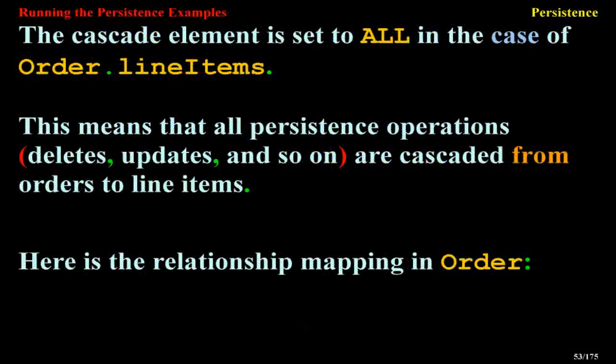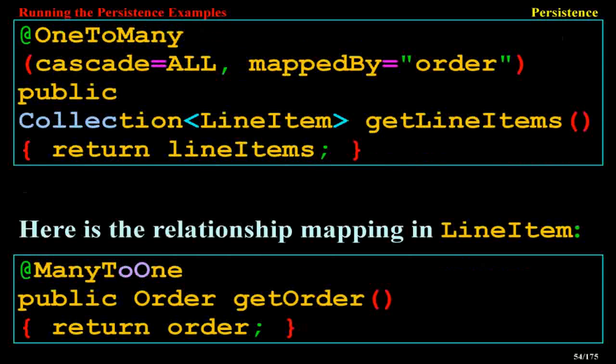Here is the relationship mapping in Order. OneToMany cascade equal ALL, mappedBy equal order. Public Collection<LineItem> getLineItems() returns lineItems. Here is the relationship mapping in LineItem. ManyToOne public Order getOrder() returns order.